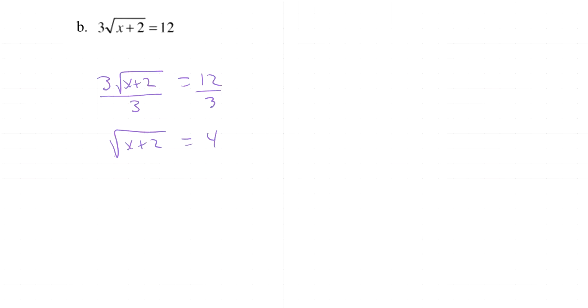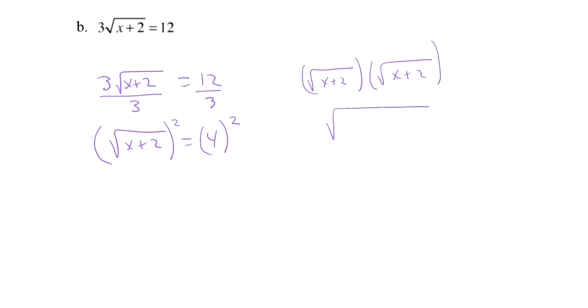And then I want to get rid of the square root. So if I square this side, then I can square this side. And so, remember what happens when you have the square root of x plus 2 times the square root of x plus 2. You multiply what's inside, and so then you get the square root of x plus 2 squared. And so when you take the square root of that, it's going to be x plus 2. So that's the process that's going on.